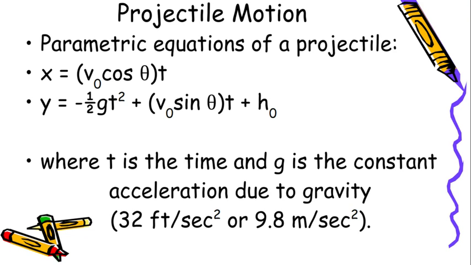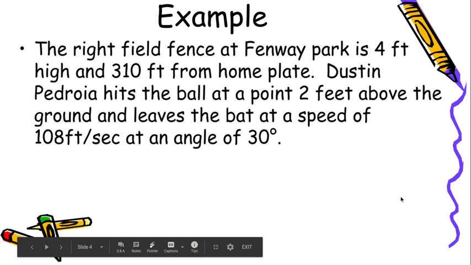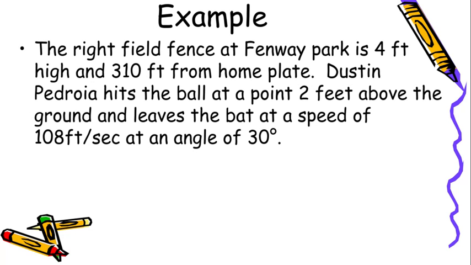So the first problem that we're going to look at, and we're going to solve it on the calculator, and we're going to do it algebraically. So let me just put the problem up, and then on the next video, we'll go through the two ways of solving. So for example, the right field fence at Fenway Park is 4 feet high and 310 feet from home plate. Dustin Pedroia hits the ball at a point 2 feet above the ground and leaves the bat at a speed of 108 feet per second at an angle of 30 degrees.